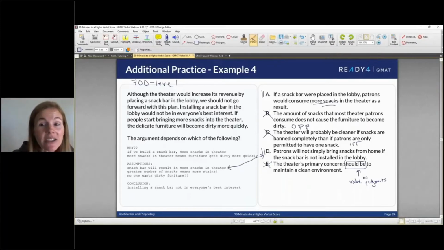That's okay, but again, we haven't addressed the idea that a greater number of snacks means more stains. Whether they consume a lot more snacks or the same number of snacks doesn't address the problem of the dirty furniture. And so here, the answer is D. That's really the only one that addresses this particular assumption, because if D is not true, then the argument does not hold. So the answer to this one is D.